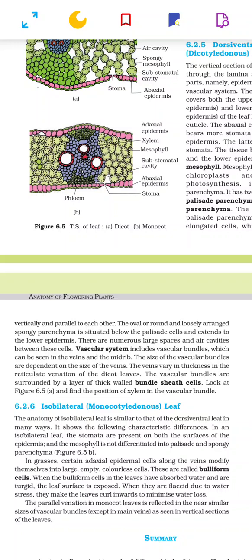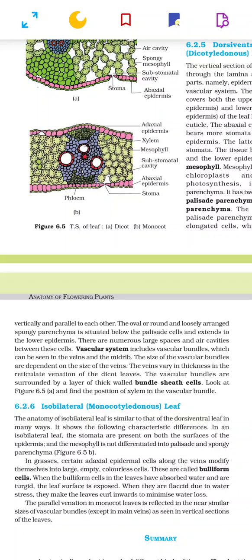There are numerous large spaces and air cavities between these cells. The vascular system includes vascular bundles, which can be seen in the veins and the midrib. The size of the vascular bundles depends on the size of the veins. The veins vary in thickness in the reticulate venation of dicot leaves. The vascular bundles are surrounded by a layer of thick-walled vascular bundle sheath cells.